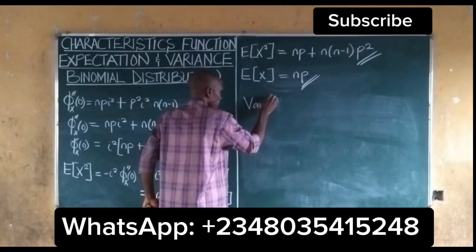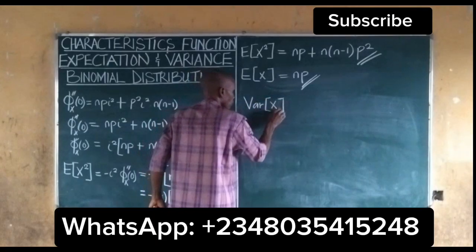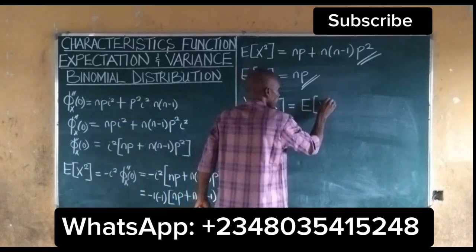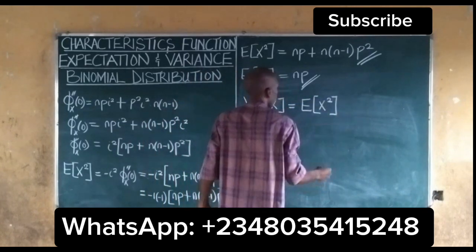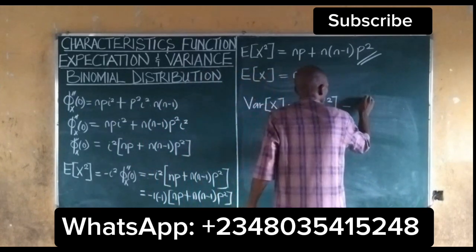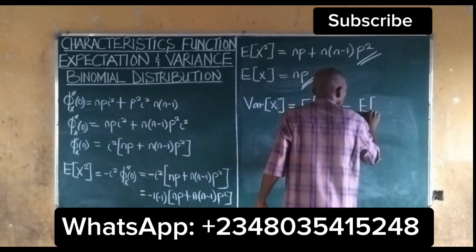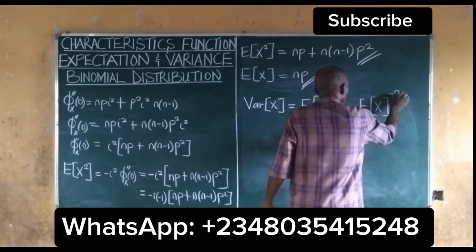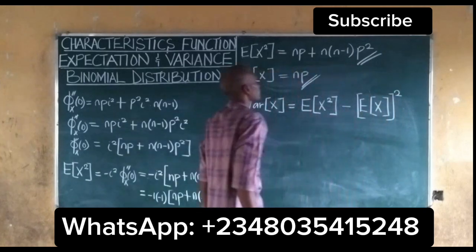of x is equal to the expected value of x squared minus the expected value of x, all squared.